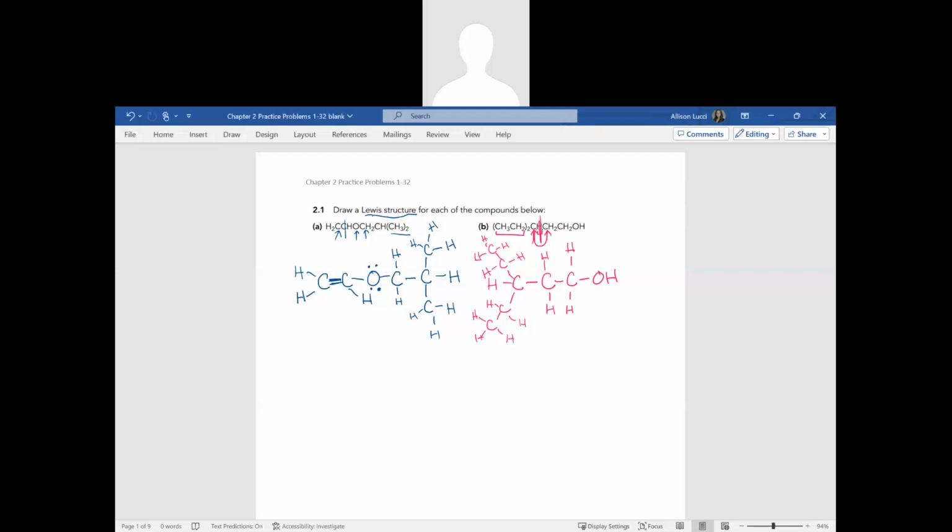So let's look at that oxygen. It has 2 bonds, one to the carbon, one to the hydrogen over here. So we're just missing those 2 lone pairs.